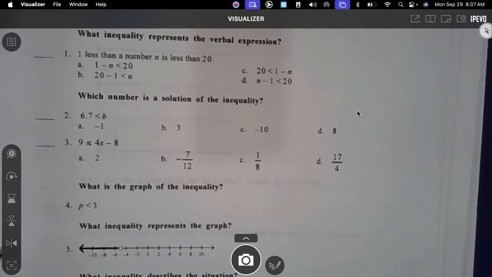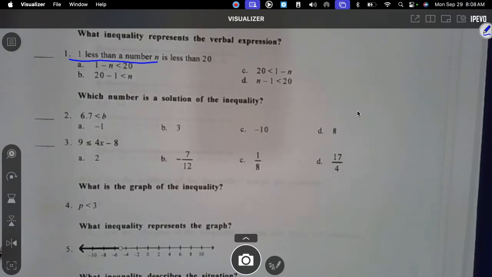What answer is that? D. Does everybody see that? It's confusing because it looks like it says less than twice, right? But right here you're saying 1 less than a number n. What if your number was 19? What's 1 less than that? 18. What did you do? You did 19 minus 1.